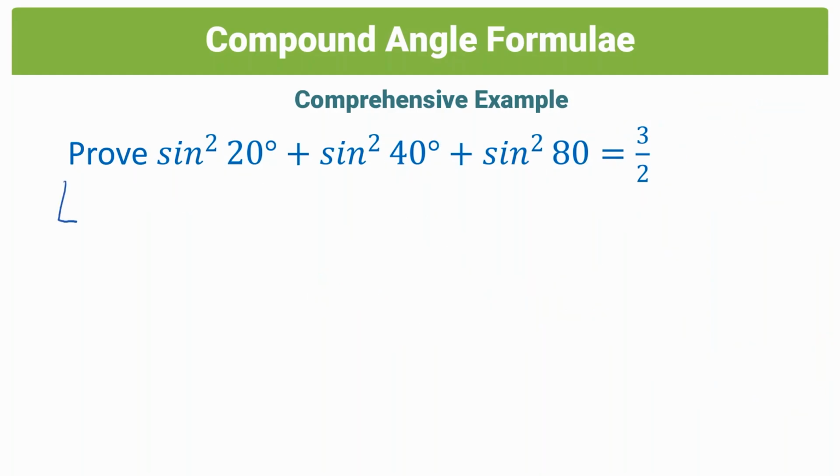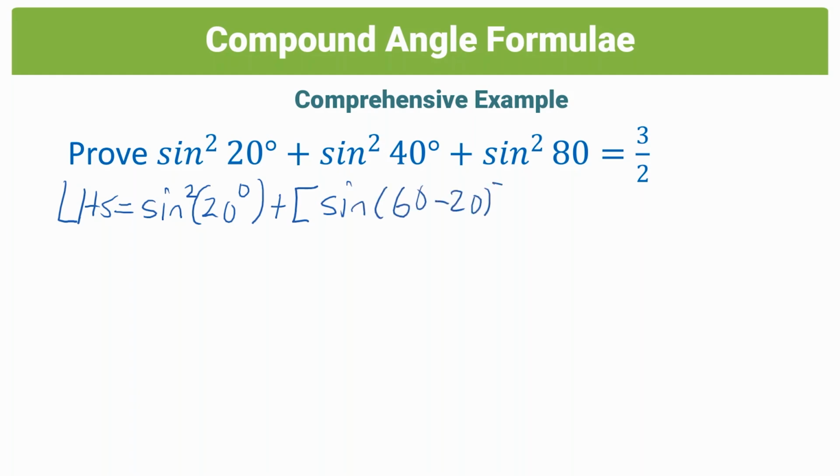So let's write our left-hand side out. That's going to be sin²20 degrees, okay, plus, I always like to keep these in brackets because we have a square here, and when we apply the compound angle formula, we don't know a compound angle formula for a square of a trig function. We only know it for a trig function to the power 1. So that's why I like my square brackets. That's going to be plus sin, we said this would be 60 minus 20, and that's all squared, right?